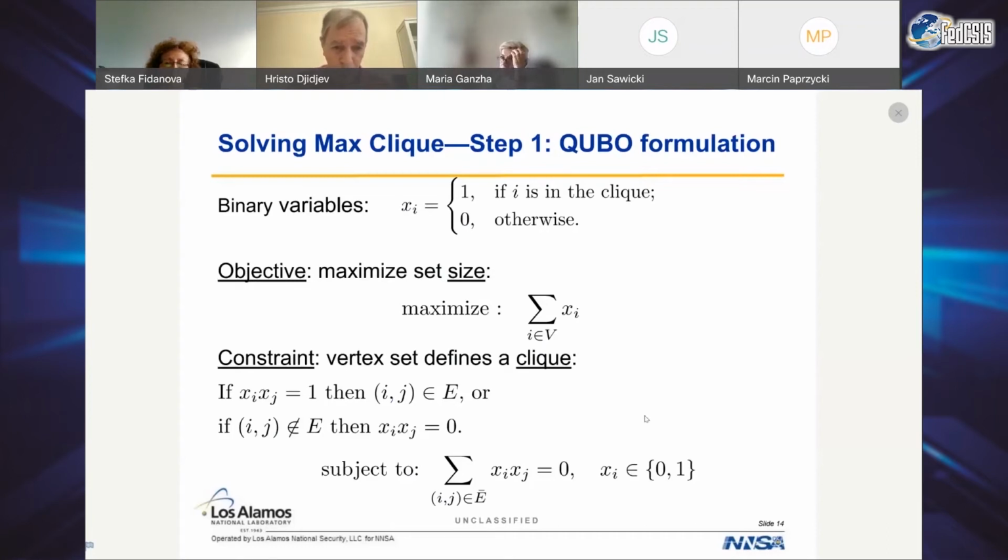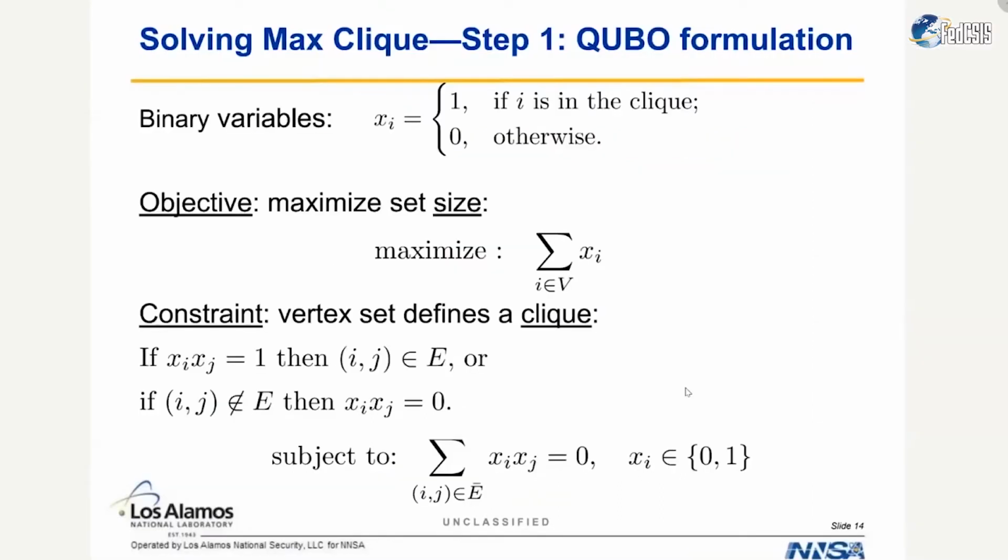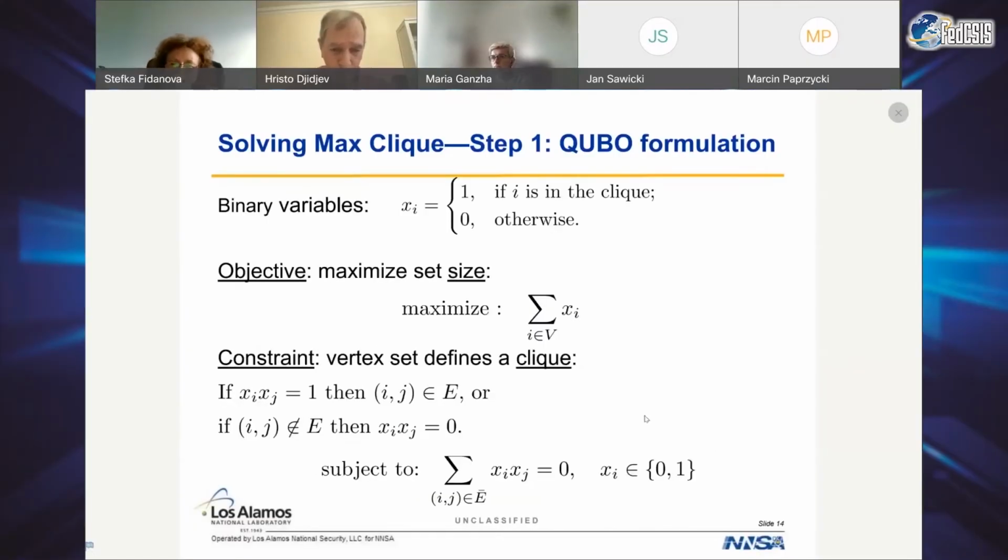Okay, so what is the constraint? The constraint is this vertex set that we defined forms a click. Okay, so what does that mean? It means that if we have an edge ij, then xi and xj should be both 1. And this is equivalent to the product of xi and xj being 1. So the condition is that if the product xi xj is 1, then we should have an edge in the graph. Okay, so ij should be an edge in the graph.